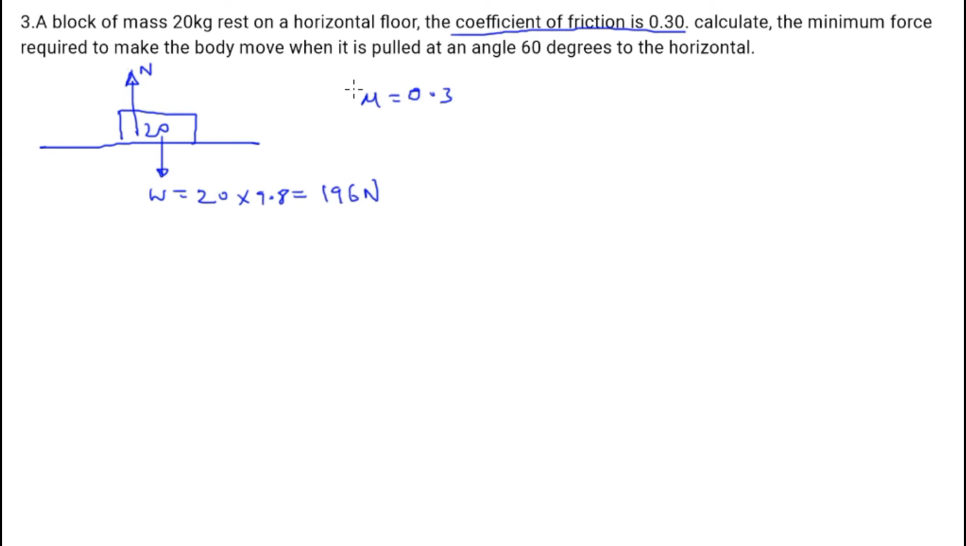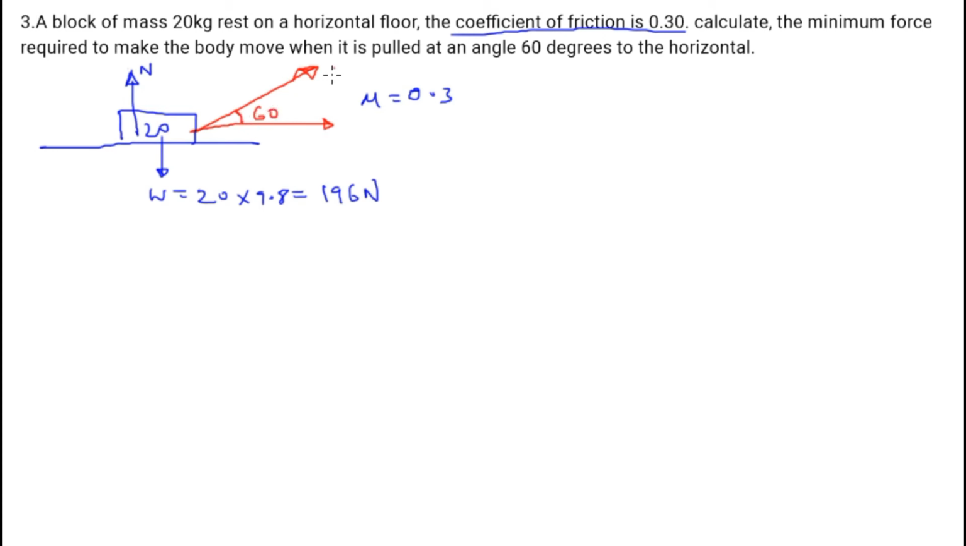Calculate the minimum horizontal force that is required to make the body move when it is pulled at an angle of 60 degrees to the horizontal. So there is a particular pull right here, and it is at an angle of 60 degrees to the horizontal. So we will have something of this nature.